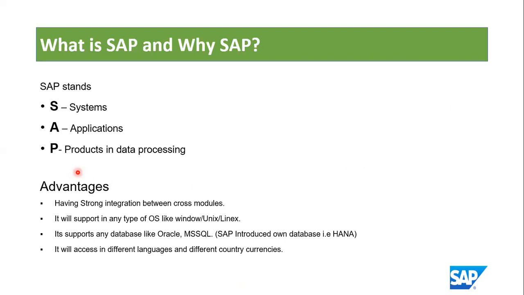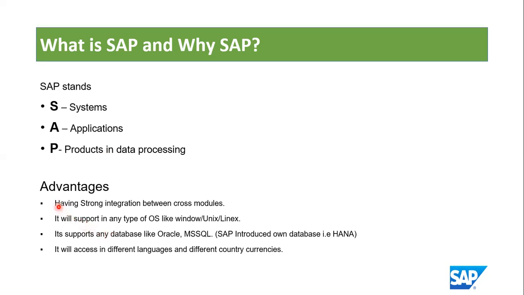Now, what does SAP stand for? We call this SAP. S indicates Systems, Applications, and Products in data processing. This is the full form of SAP. We have a system and an application where you can enter the data and process it. That is what SAP stands for. So what are the advantages of SAP when compared with other ERP softwares?